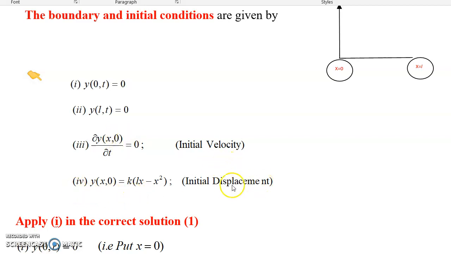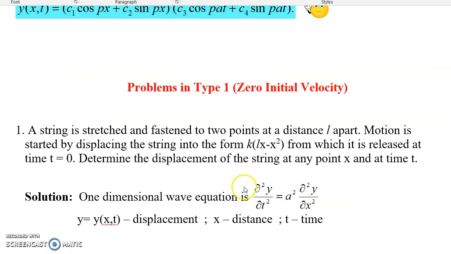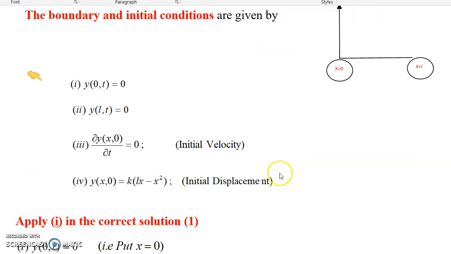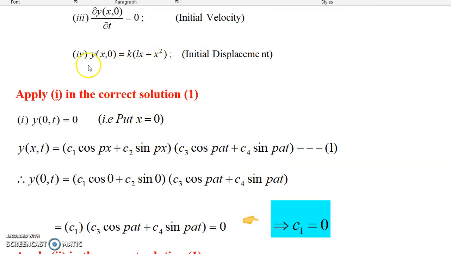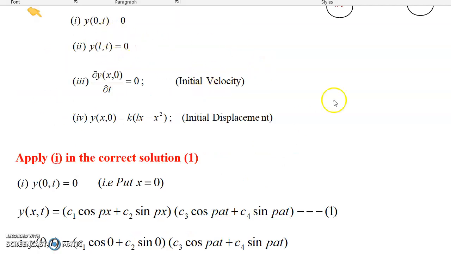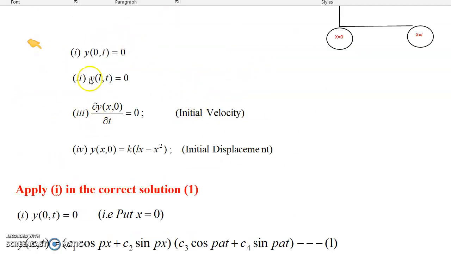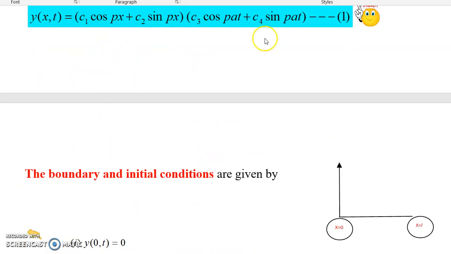And the last is initial displacement. They have given in the problem that the motion is started by displacing the string into this form. So this is known as the starting form or the starting displacement. So y is displacement, the word starting means initial, and hence you have t equal to 0. So there are 4 conditions here. Now let us apply these 4 conditions one by one in this correct solution.